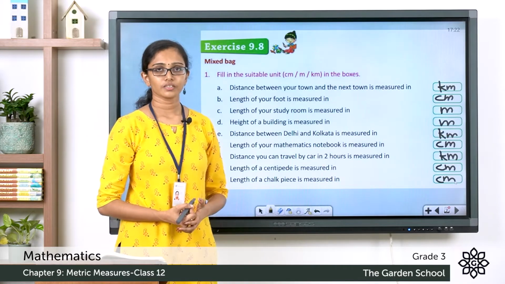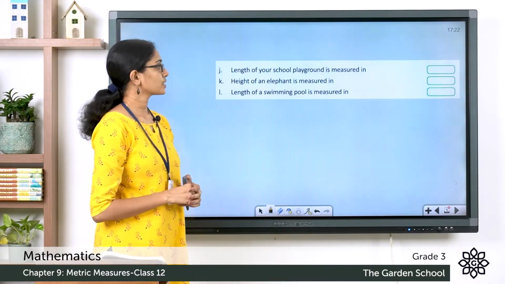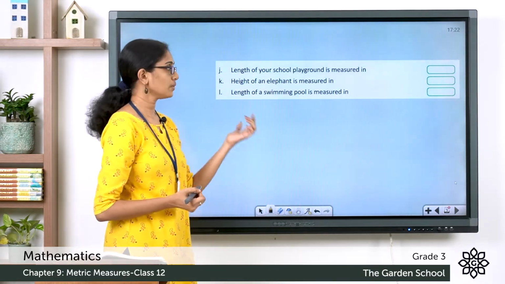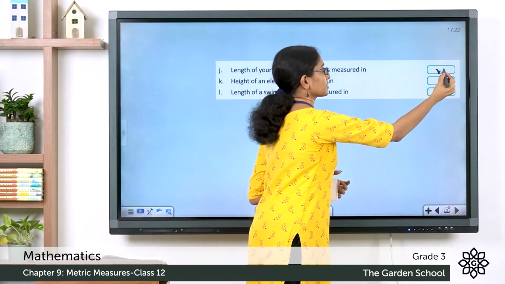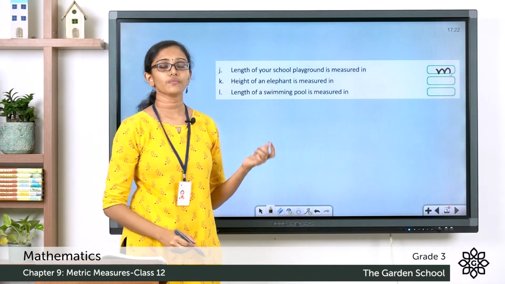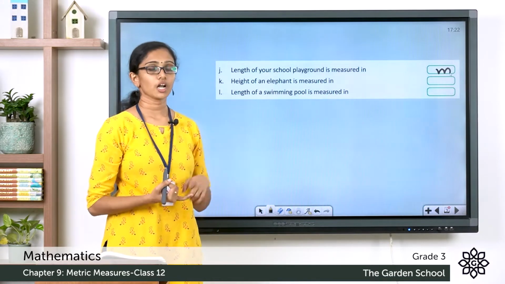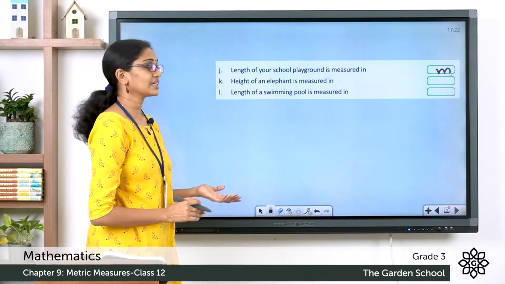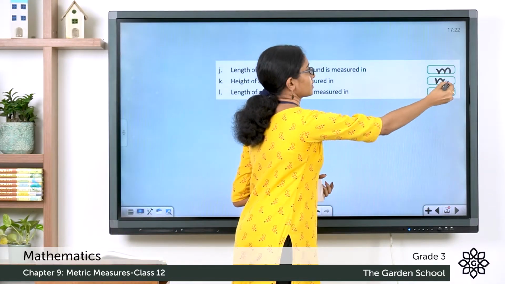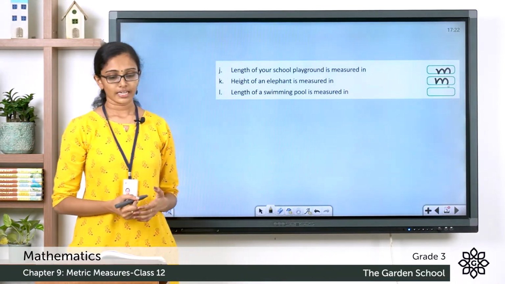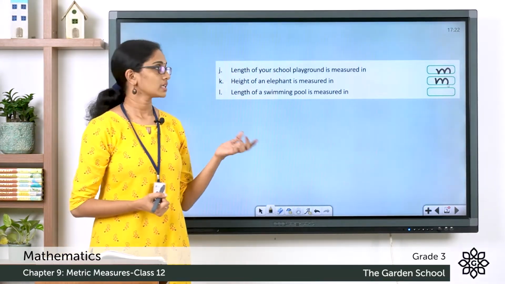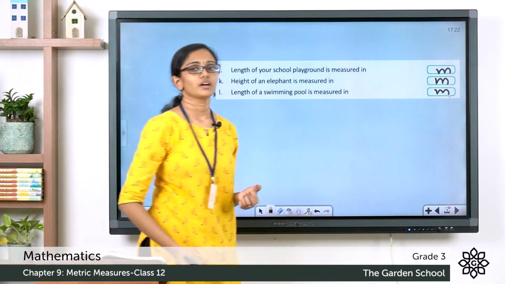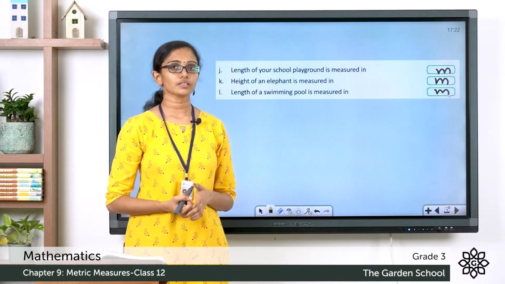Now I hope you are clear with all these questions. Now the next one, length of your school playground is measured in. Is it centimeters or kilometers? No. The possible choice is meters. Now the next one, height of an elephant is measured in. Is it kilometers? No. Centimeters? The possible choice here is meters. So you can write meters here. Now the last one, length of a swimming pool is measured in. The possible choice is meters. So let's write meter here. Hope you are clear with these questions. Let's move on to the next one.